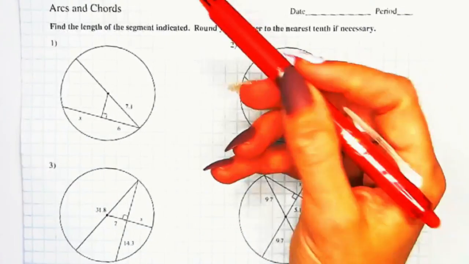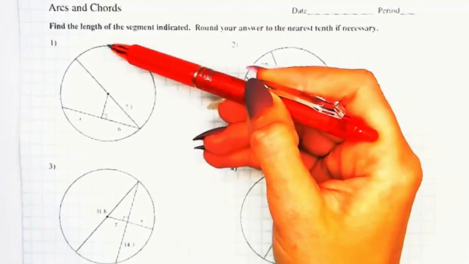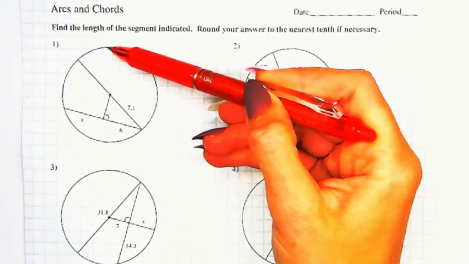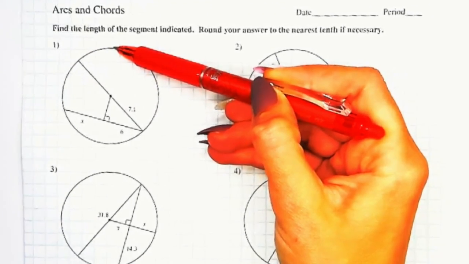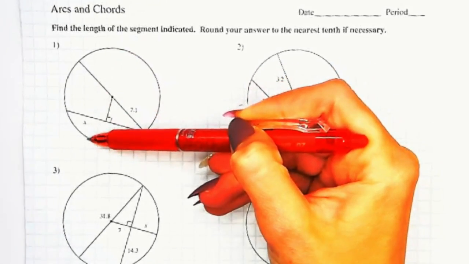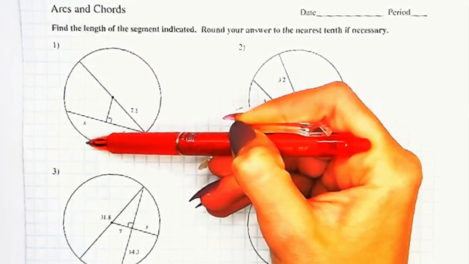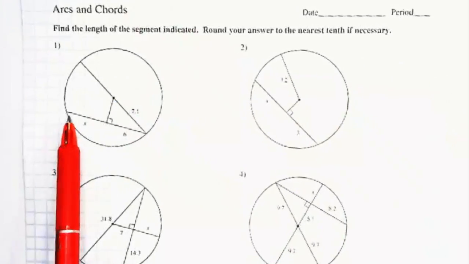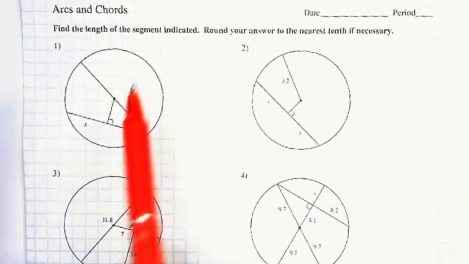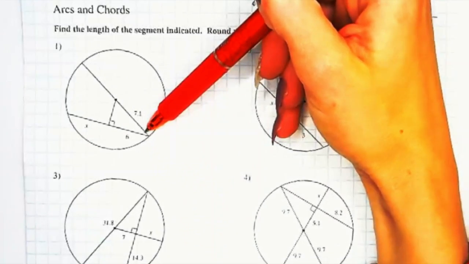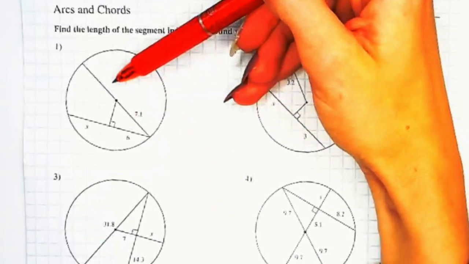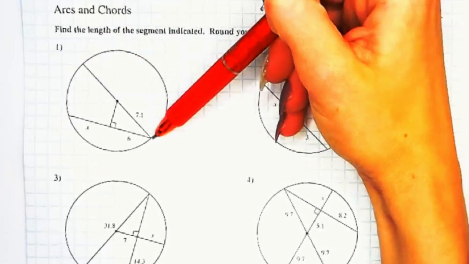So first of all, what's a chord? A chord is any line segment that connects from one end being on the circumference of a circle to the other end also being on the circumference of that same circle. So this line right here is an example of a chord, and so is the diameter. The diameter just happens to be the longest chord in a circle as it passes through the center.